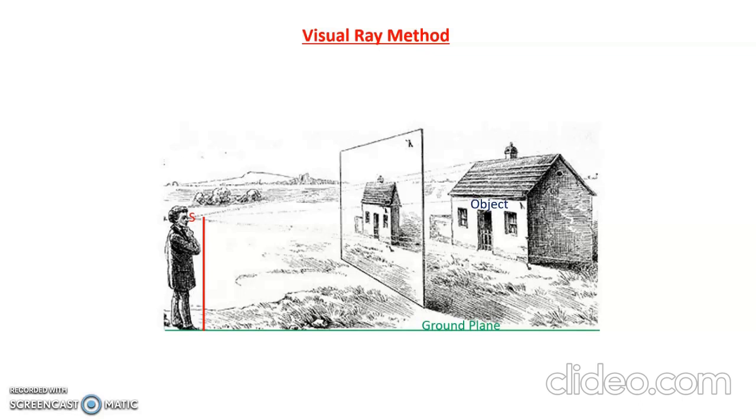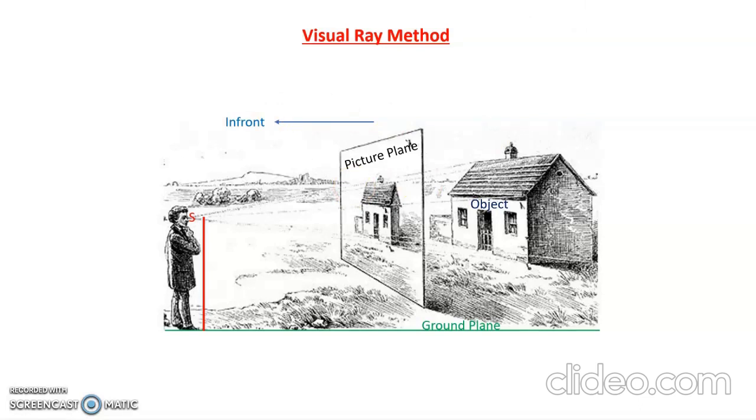This station point can be denoted with respect to two planes. The first is the ground plane. From the ground plane, the station point is some 4 feet or 5 feet above it. Then we have the picture plane. From the picture plane, the station point is some distance in front.